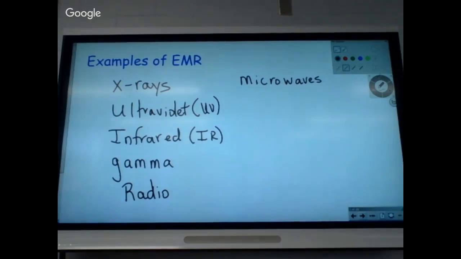Gamma, of course, is going to be more nuclear. It's going to be a little more harmful. Radio waves. Cosmic rays are up there. Cosmic rays, yeah, that's going to be more in outer space.